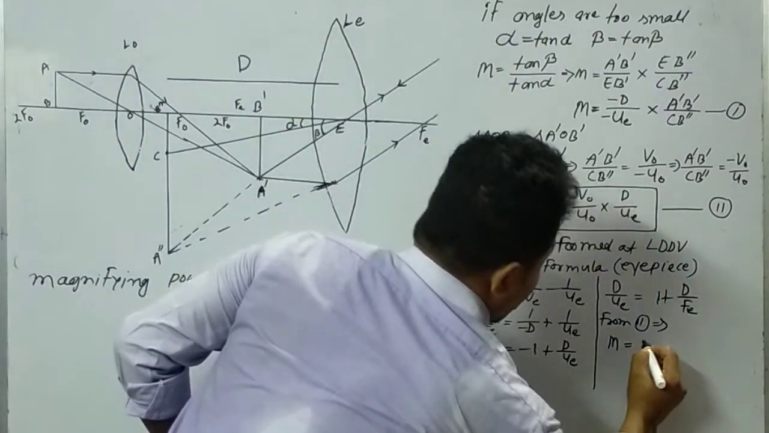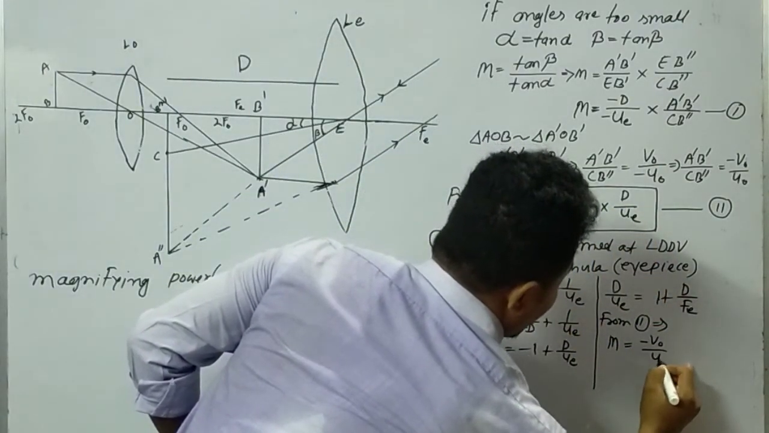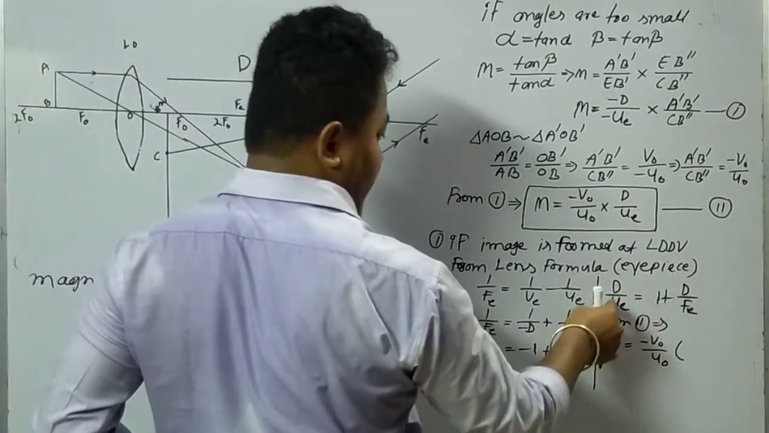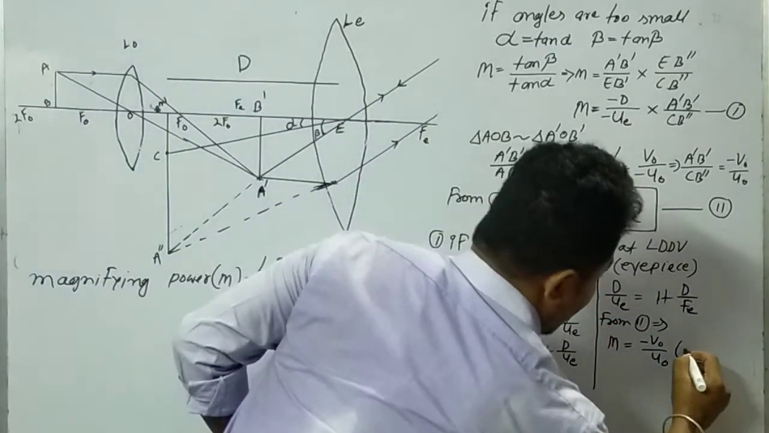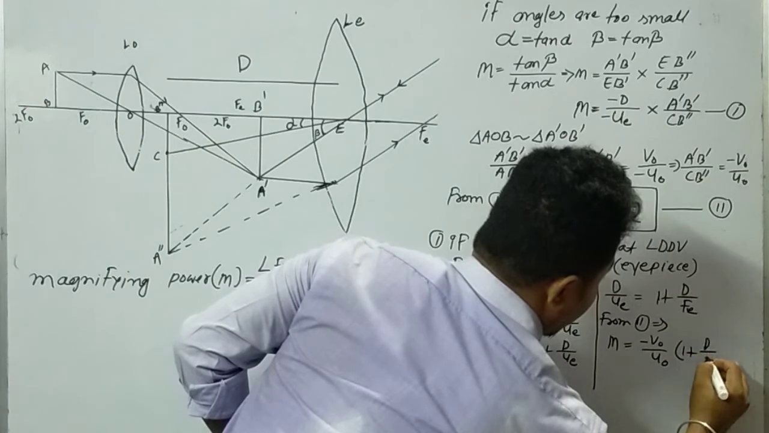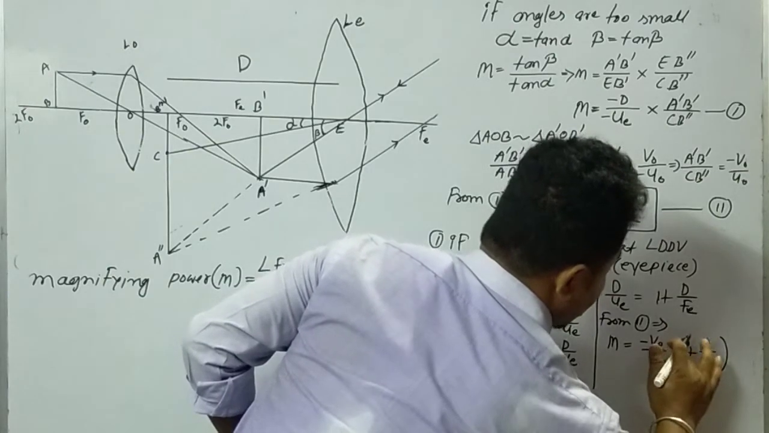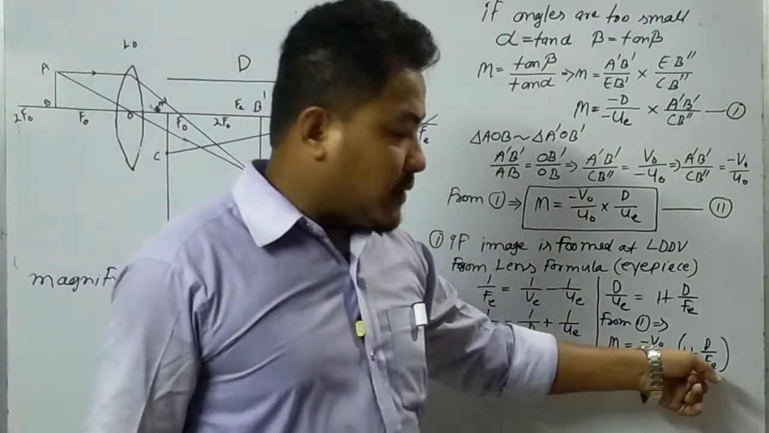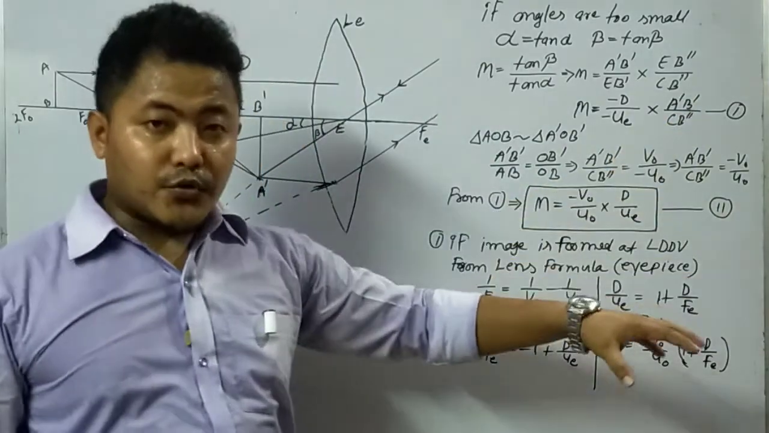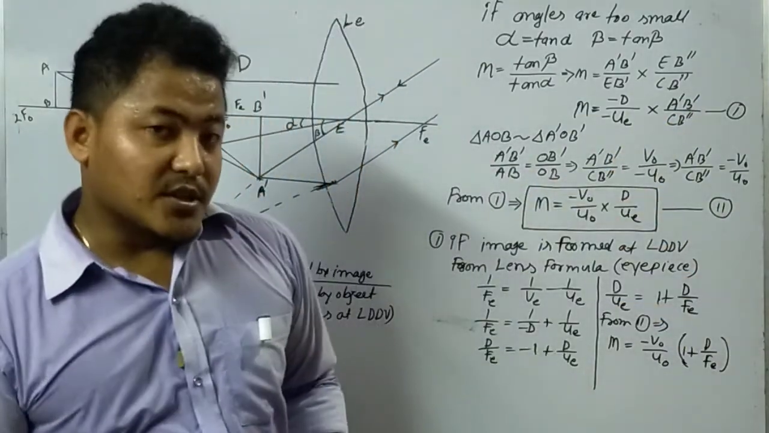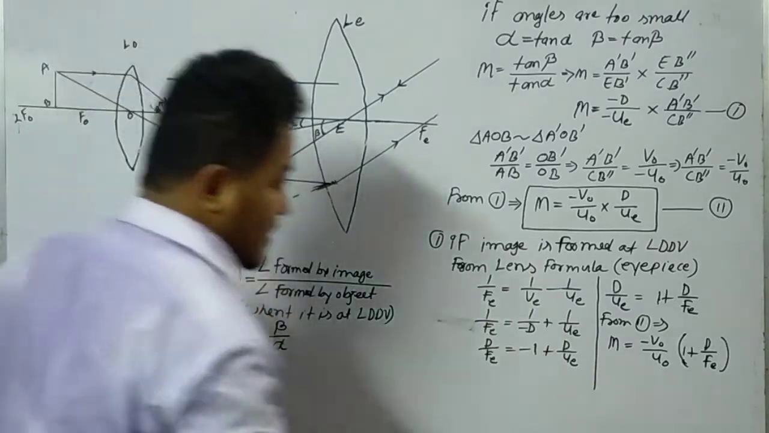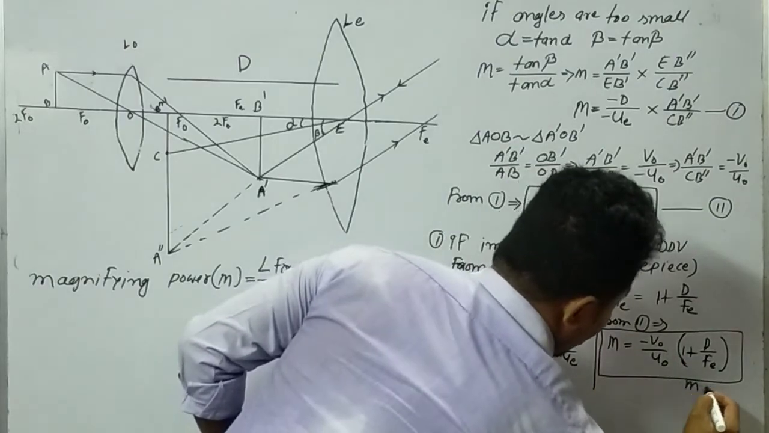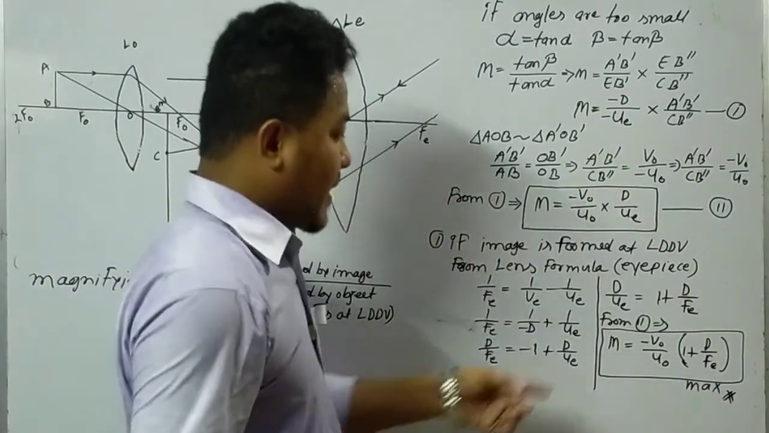So M is equal to minus vo/uo into d/ue. The value of d/ue is 1 plus d/Fe. That means this is your magnifying power for the compound microscope if the image is formed at the least distance of distinct vision, and this is for the maximum case. That means this is the maximum magnifying power.